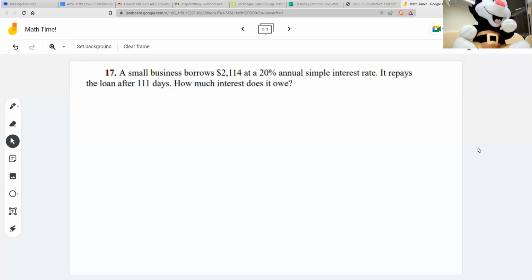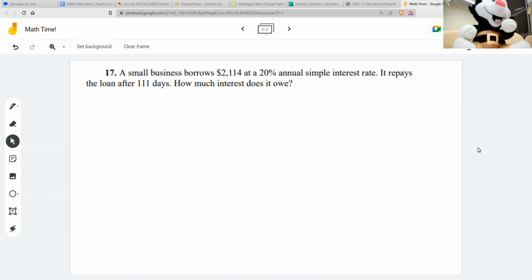Number 17 on the test we're working on today. A small business borrows $2,114 at a 20% annual simple interest rate. So remember from before, if you were here or listened to old videos, simple interest is assuming a year, then the money just happens at a very constant rate.